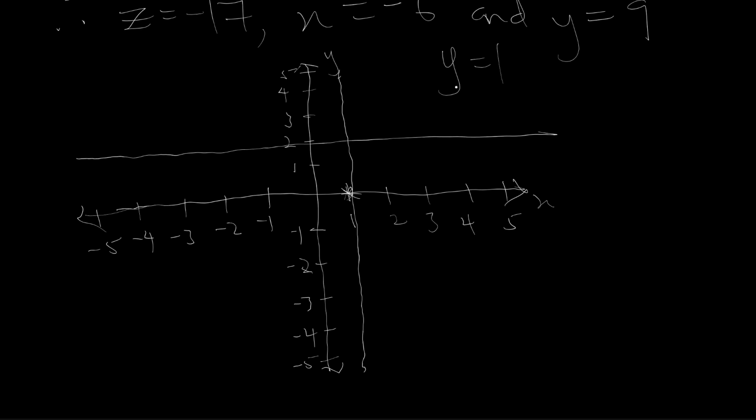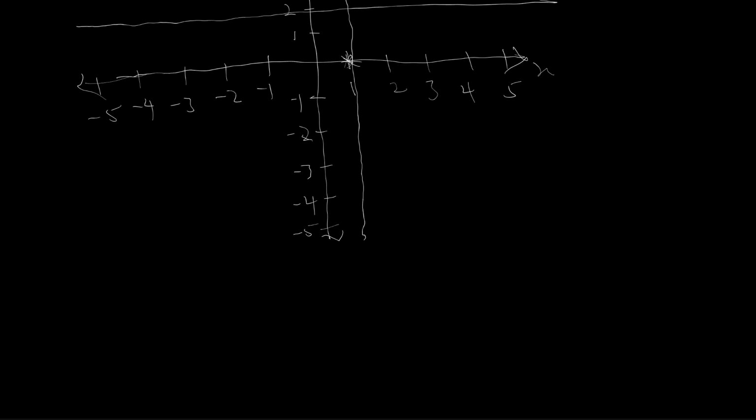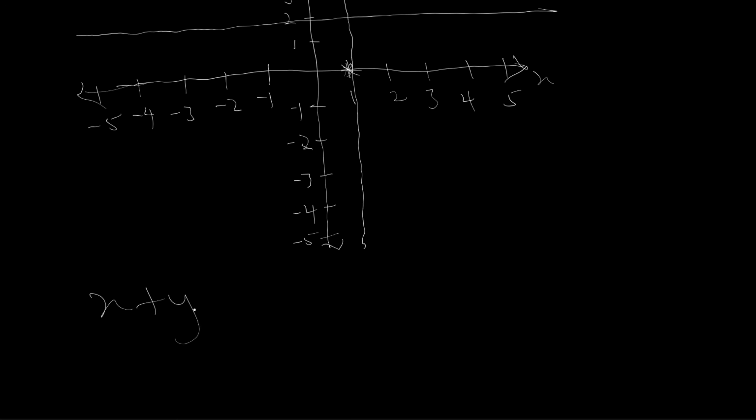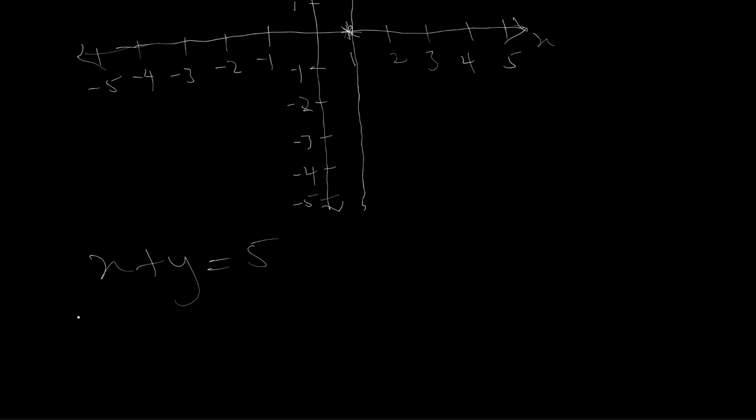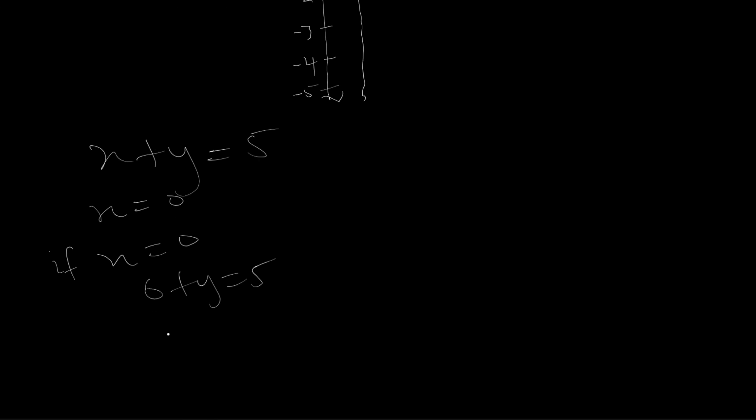Then for the third line, which is x plus y is equal to 5. So to find the coordinates, we have x plus y is equal to 5. This is an equation for a straight line. So to find the coordinates, we first put x is equal to 0. So if x is equal to 0, we have 0 plus y is equal to 5. And hence y is equal to 5. So we have the coordinates 0, 5.